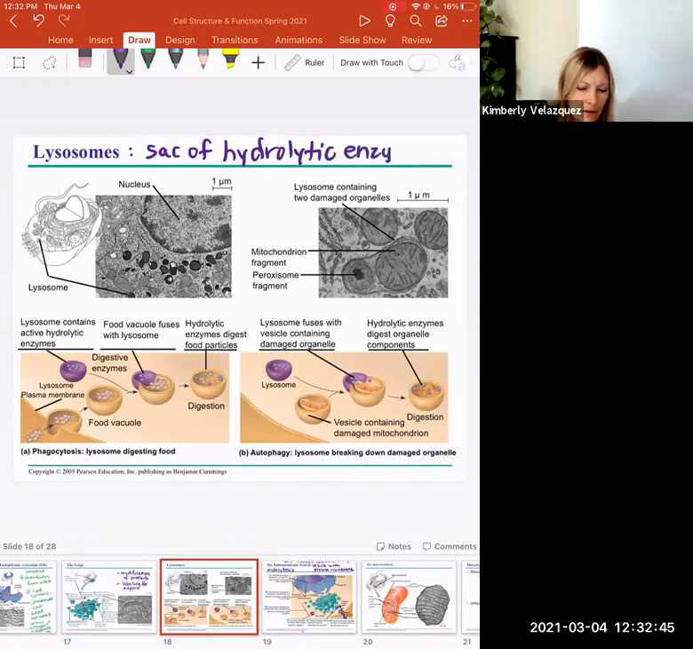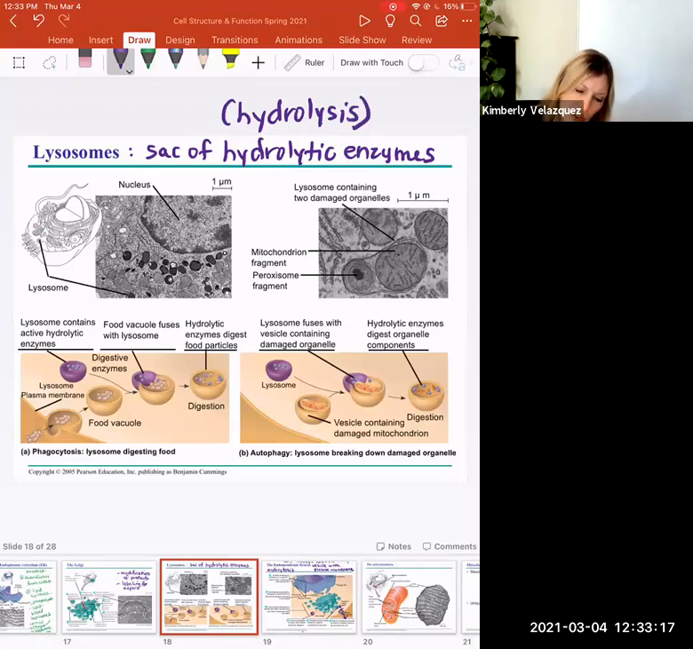Do you remember what hydrolytic means? We talked about hydrolytic enzymes when we talked about pH and the digestive system. And remember in that intro to organic chemistry lecture, we learned about a specific chemical reaction that breaks down big molecules into smaller molecules. And remember that was called hydrolysis. So hydrolytic enzymes carry out hydrolysis.